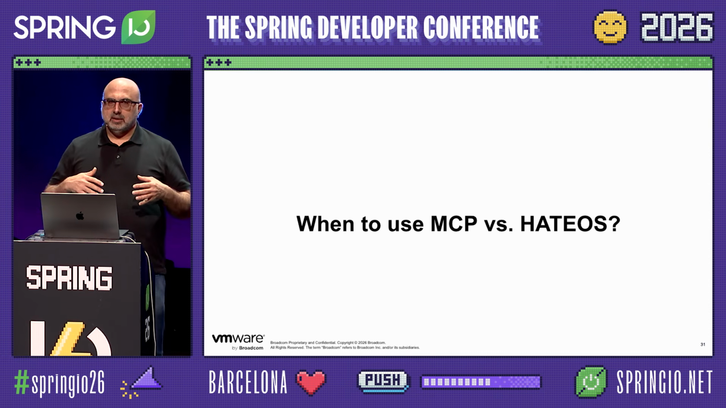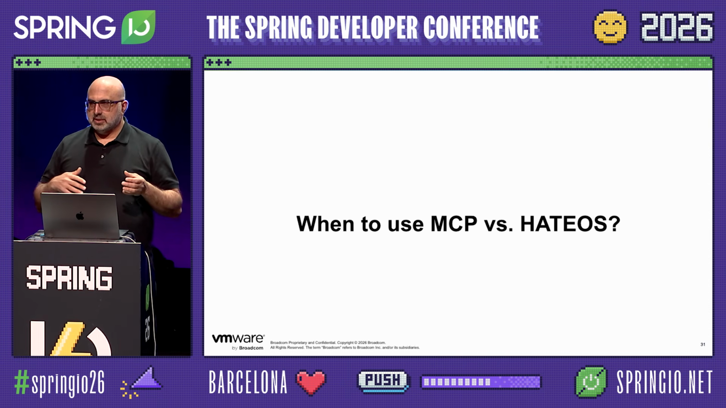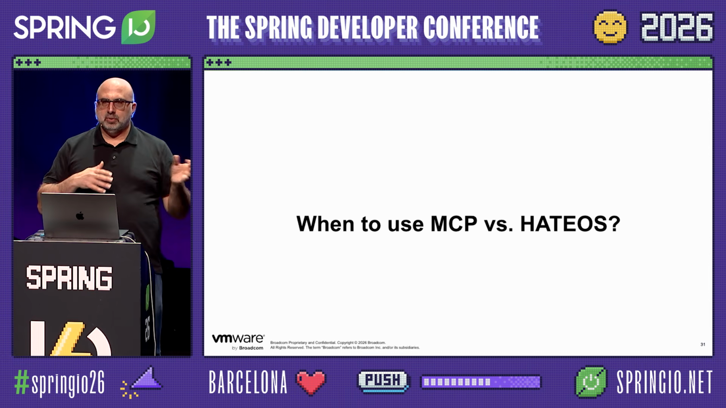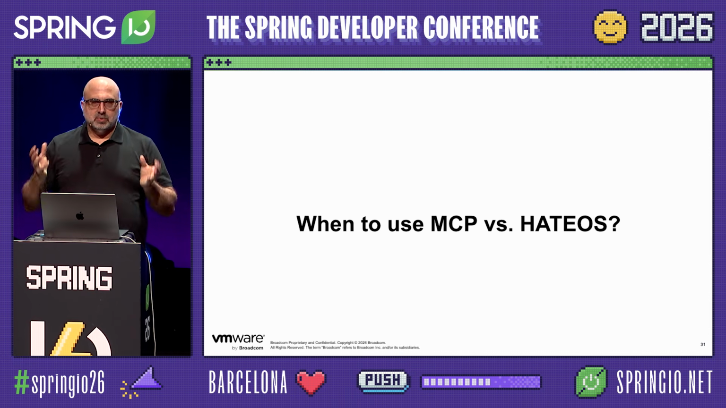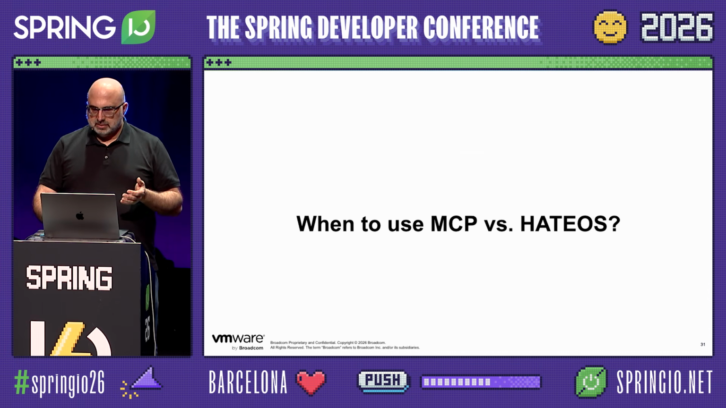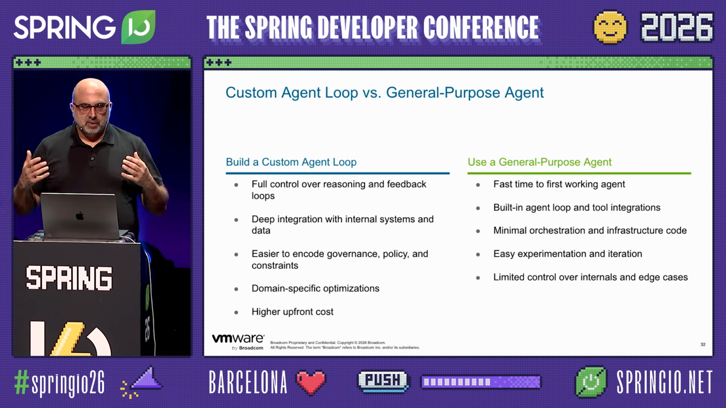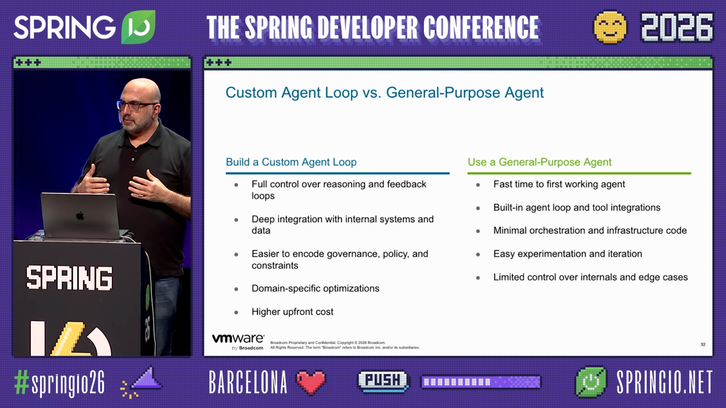So I'm not saying don't use MCP. I'm not saying MCP is bad. I'm not saying HATEOAS is good or bad. What I'm saying is right tool for the job. And you don't want to look at the world purely as all just MCP, because we have choices in 2026. We have this old idea that we can use.